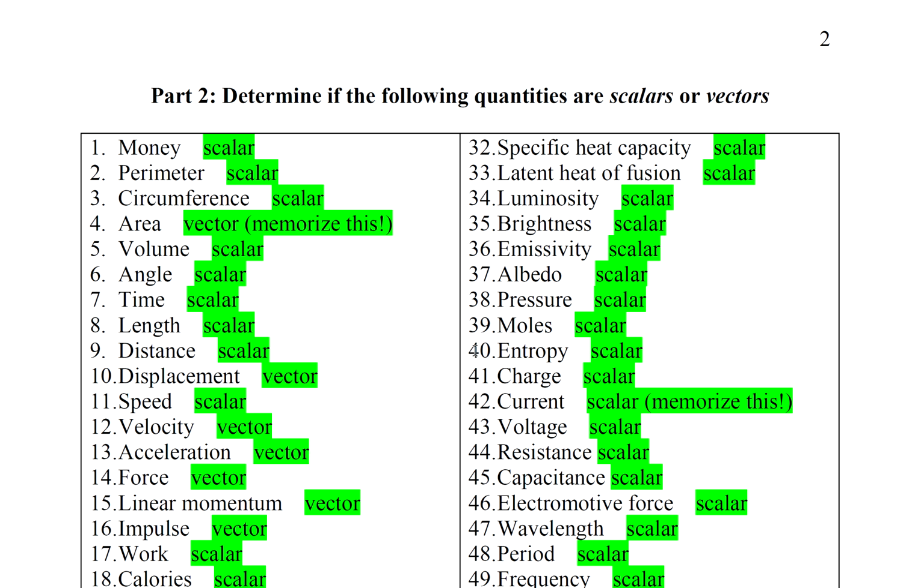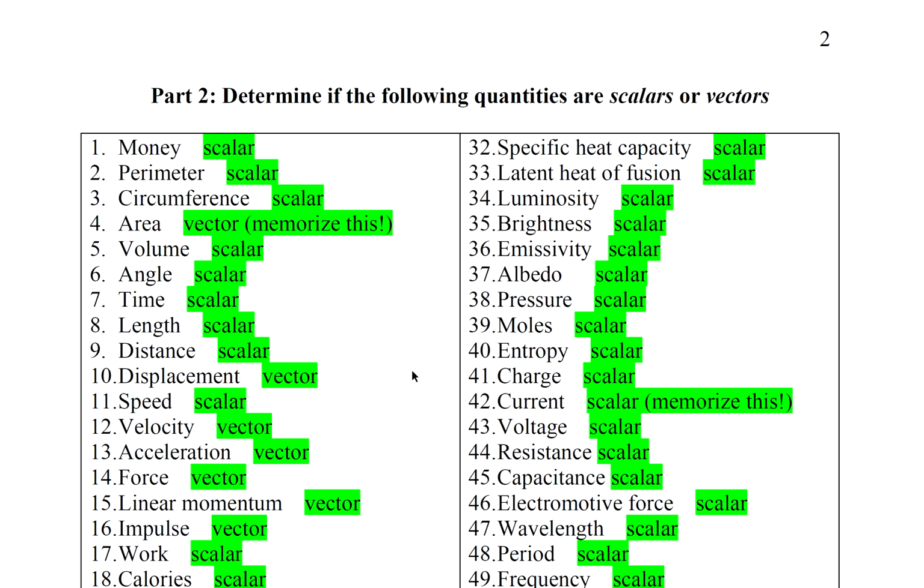Question 6, angle is a scalar. Question 7, time is a scalar. Question 8, distance is a scalar. Length is a scalar, distance is a scalar. Question 10, displacement is a vector. So for example, we could say 10 meters west. That's the displacement. If we only say 10 meters, that's question 9, distance. Question 11, speed is a scalar. 12, velocity is a vector. Question 13, acceleration is a vector.